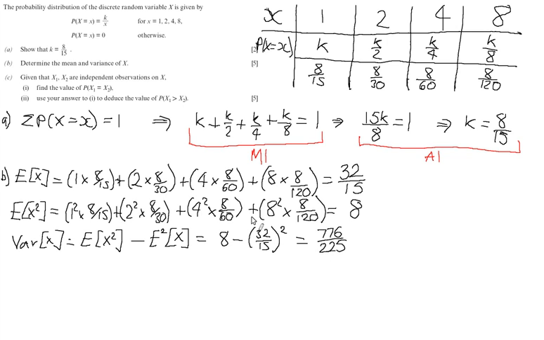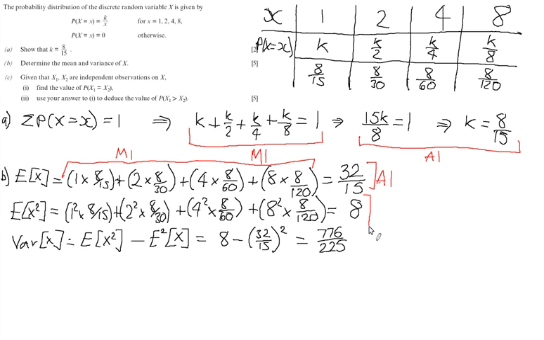Okay, how do we get our marks in this question? Well, initially we get a method mark for demonstrating the summation of the probability times the x values. We then get an accuracy mark for 32 over 15 or the appropriate decimal.